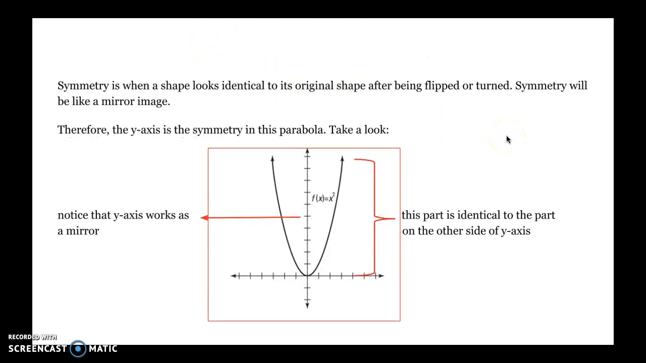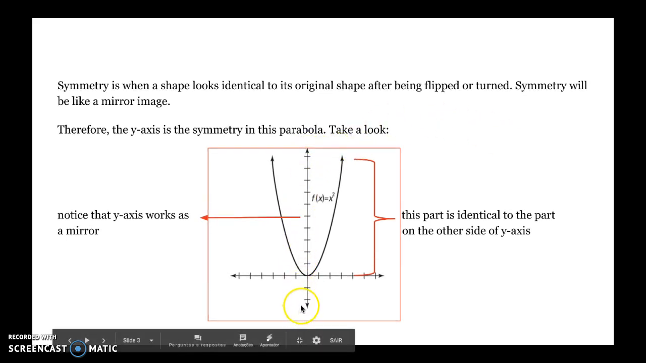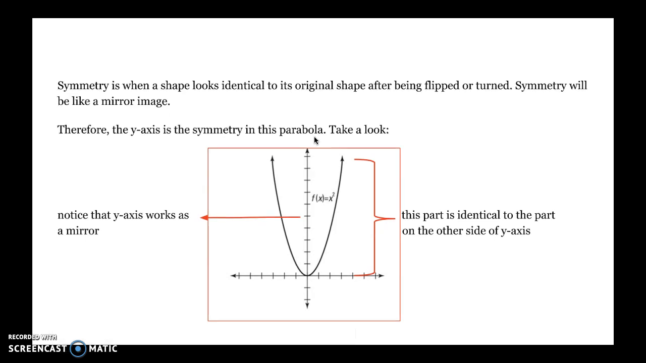Symmetry is when a shape looks identical to its original shape after being flipped or turned. Symmetry will be like a mirror image. Therefore, the y-axis is the symmetry in this parabola. Take a look. So the y-axis here is going to be our symmetry. It is going to work as a mirror. So as it is a mirror, this part over here will have to be exactly the same as this part over here. And we can see that it is indeed the same. This is identical to this graph.